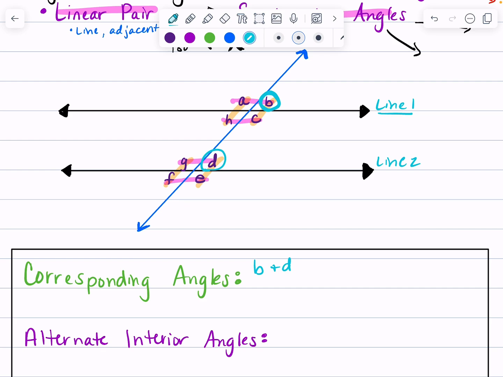If we stick with that same idea, let's go to the bottom right. That would be E and C. Again, it's all about what's on line 1 and what's on line 2. Your other pairs are A and G, and H and F.